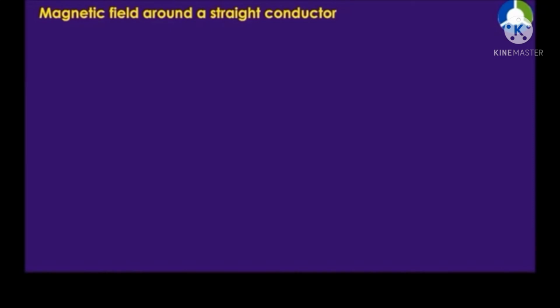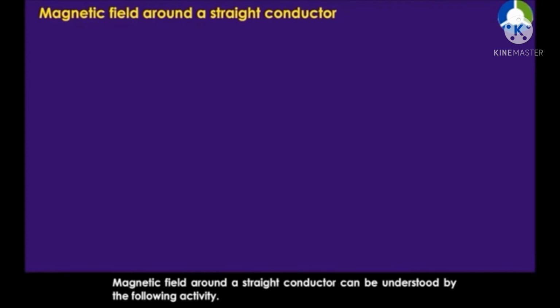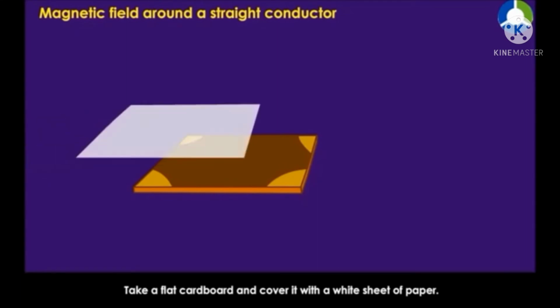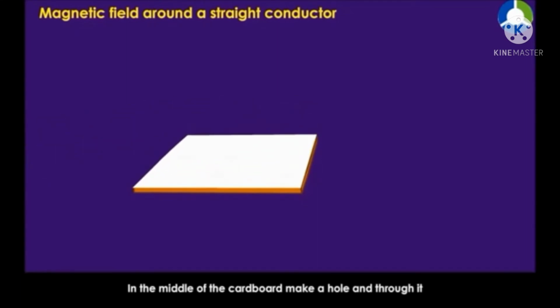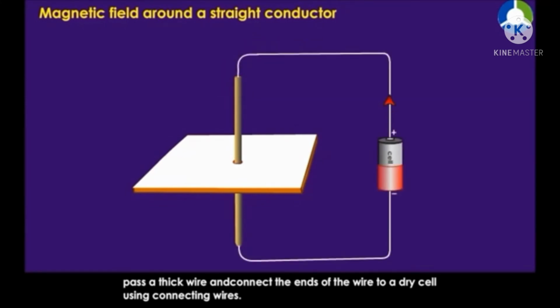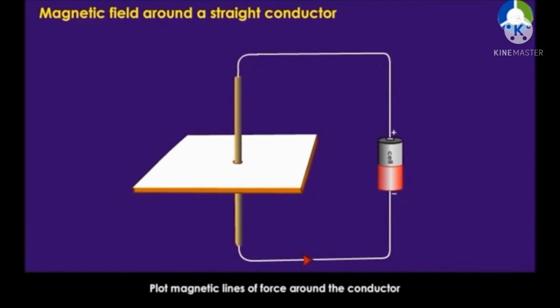Now let's study the magnetic field around a straight conductor. It can be understood by the following activity. Take a flat cardboard and cover it with a white sheet of paper. In the middle of the cardboard, make a hole, pass a thick wire through it and connect the ends of the wire to a dry cell using connecting wire. Now plot magnetic lines of force around the conductor with the help of a plotting compass.